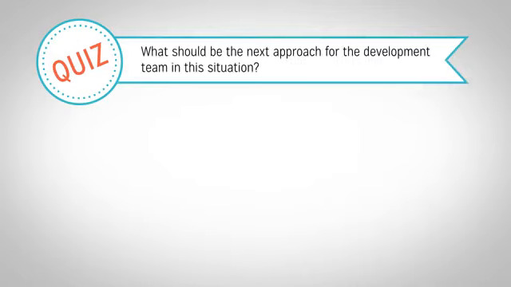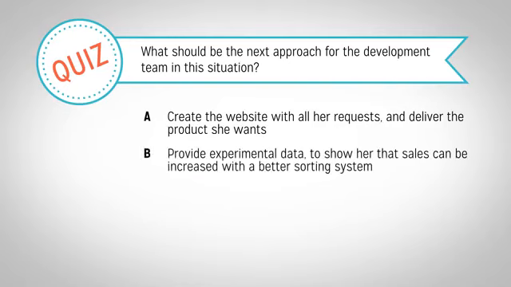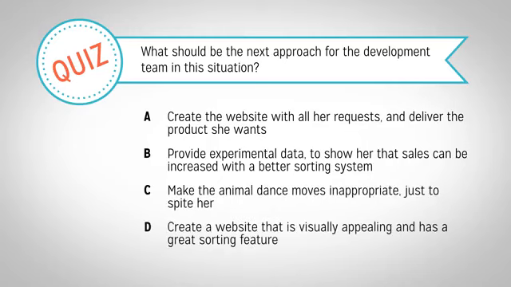What should be the next approach for the development team in this situation? A. Create the website with all her requests and deliver the product she wants. B. Provide experimental data to show her that sales can be increased with a better sorting system. C. Make the animal dance moves inappropriate just to spite her. Or D. Create a website that is visually appealing and has a great sorting feature.